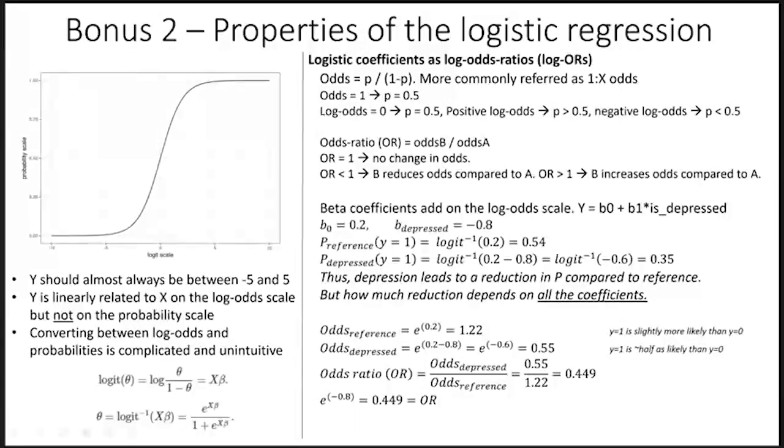If we want to do the odds ratio, we take the odds for depressed, 0.55, divide by the odds for reference, 1.22, and this is the odds ratio. So this is, remember, an odds ratio of 0.44. The odds ratio is less than 1, so B reduces odds compared to A. And now here is the shortcut. If we had just taken e to the power of the depressed coefficient, we only look at this, we don't look at anything else, we get the odds ratio immediately.